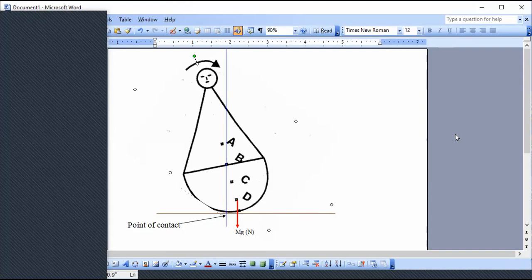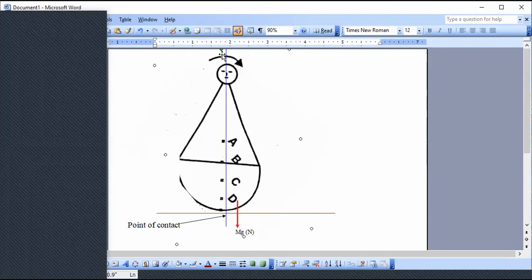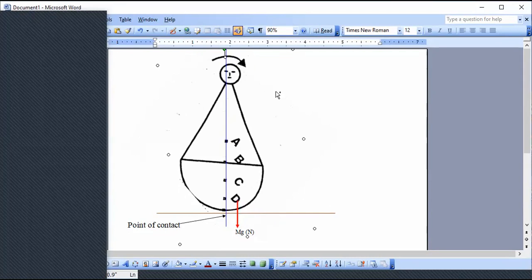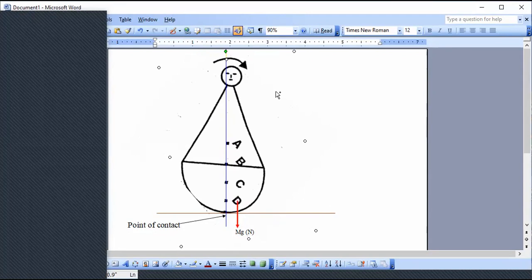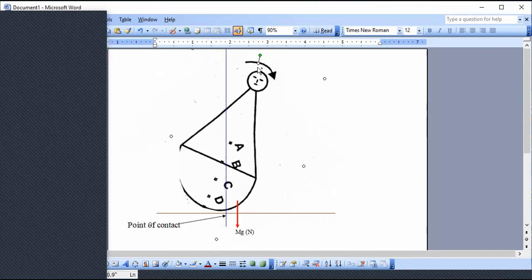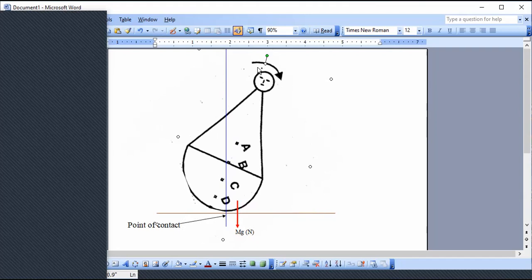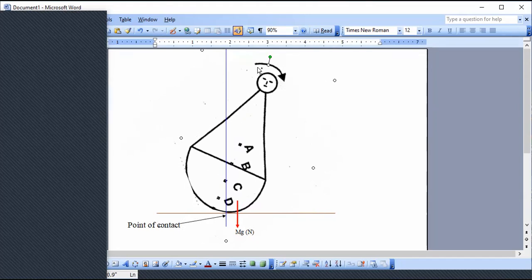Clockwise direction. Then again, because of this mg force, the toy will be rotated and it will be vertical again. Am I right? If it is further rotated like this, then for the mg force, I have selected point D as the center of gravity. Like that, we can select any point as the center of gravity and do this rotation.